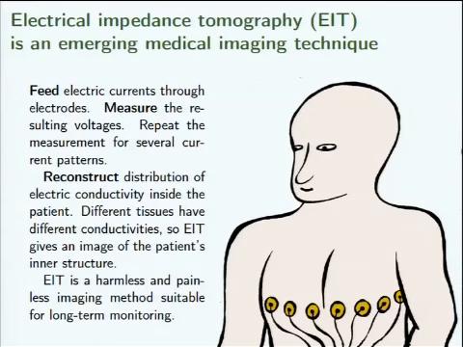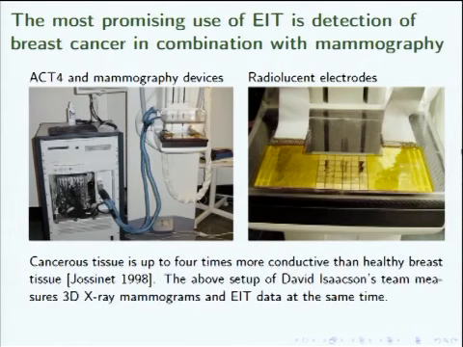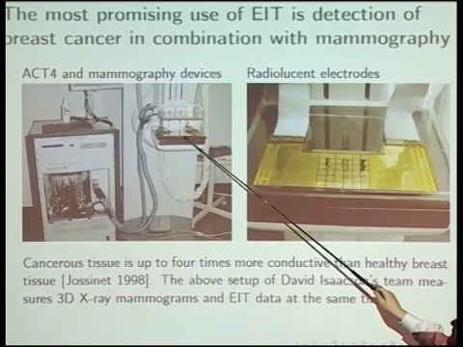And let me advertise the results of David Isaacson's group quickly to show what is, in my view, the most advanced application of EIT, namely helping X-ray mammography to find breast cancer. So this is a mammography device, X-ray based, so there's an X-ray source up here, the breast is compressed here in between these plates, and then an X-ray image is taken.